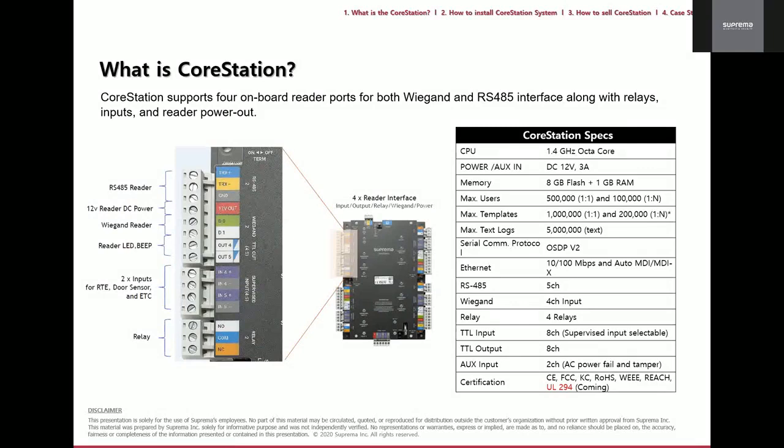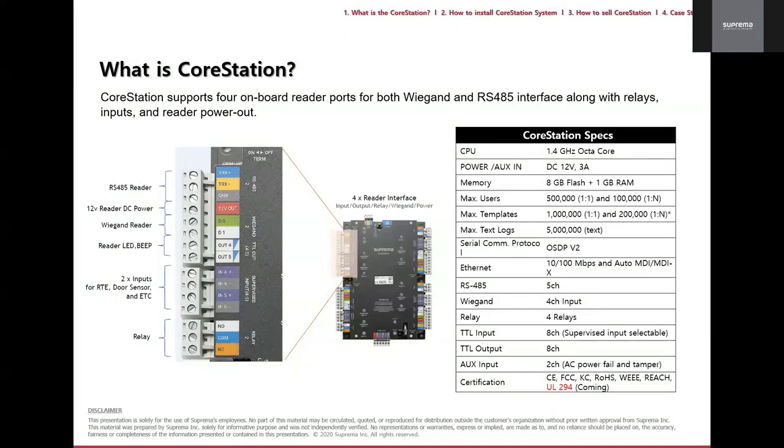The CoreStation has 4 different interfaces, which are identical. On one interface, you have the RS-485 reader connection, which comes with TRX plus, TRX minus, and ground. You also have the 12 volt reader power, which comes with the ground and the 12 volt, red or gray. You also have the capability of connecting Wiegand readers onto this interface, reader LEDs and beeps. It also comes with 2 inputs for request to exit, door sensors, etc. And of course, it has a relay, normally open and normally closed, and the comms.